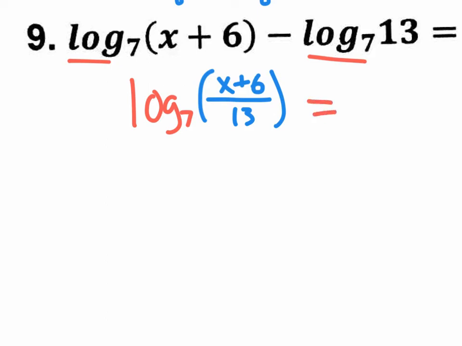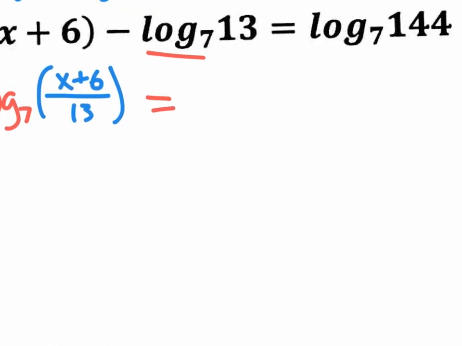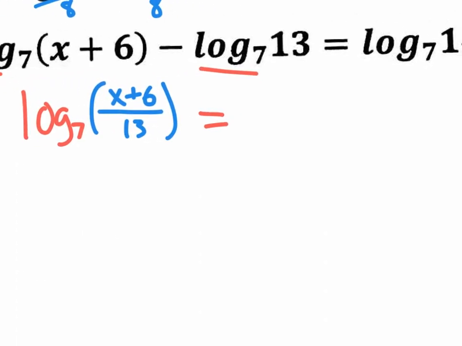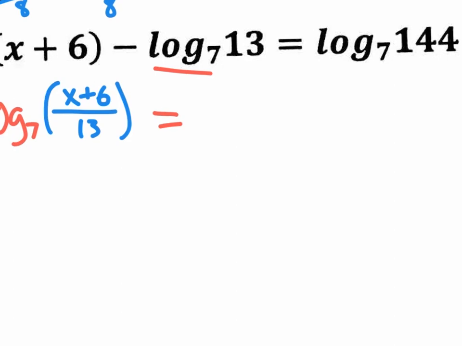And that's it. We have condensed the left side of this equation. It says log base 7 of a fraction, x plus 6 over 13. The right side of the equation, let's take a look at the right side. There's nothing to do on the right side. Let me just rewrite it. Log base 7 of 144.